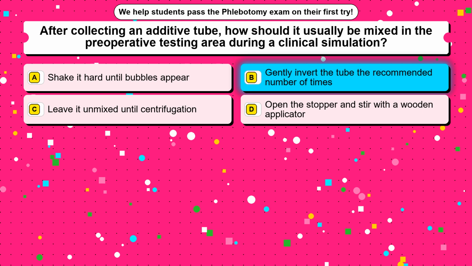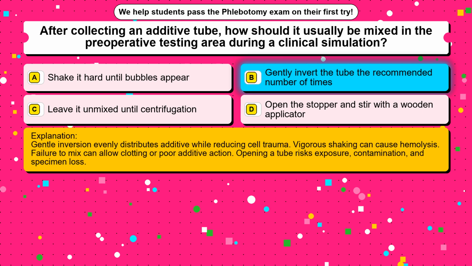Gently invert the tube the recommended number of times. Gentle inversion evenly distributes additive while reducing cell trauma. Vigorous shaking can cause hemolysis. Failure to mix can allow clotting or poor additive action. Opening a tube risks exposure, contamination, and specimen loss.